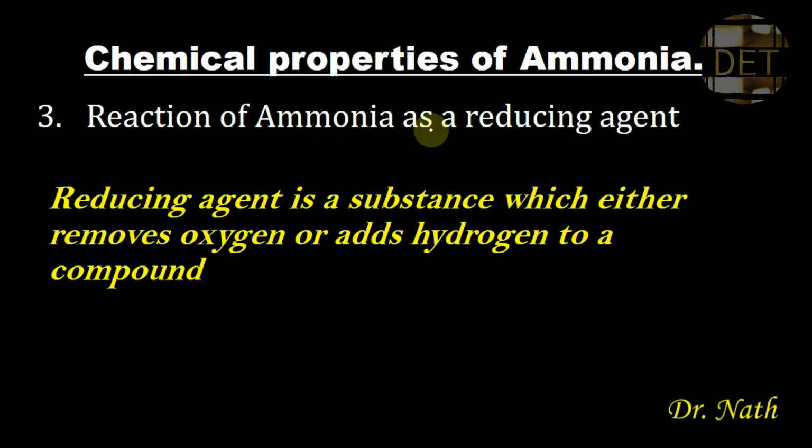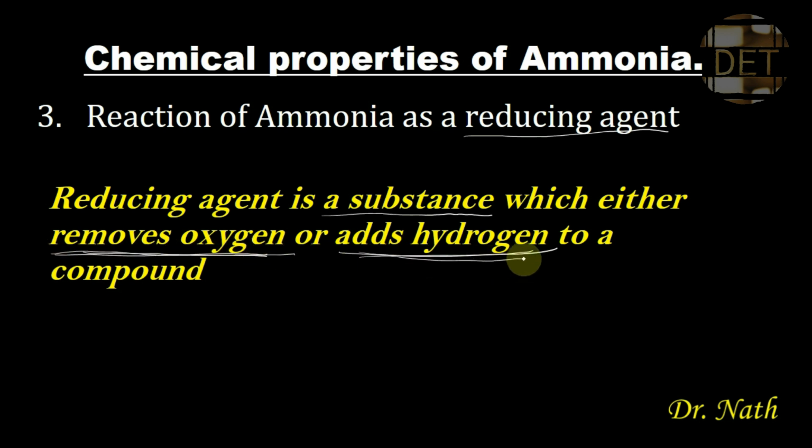The reaction of ammonia as a reducing agent. So what is a reducing agent? A reducing agent is any substance which either removes oxygen or adds hydrogen to a compound. So there are two basic things a reducing agent will do: it will either remove oxygen from a compound or add hydrogen to a compound. Any substance which will do either is known as a reducing agent.